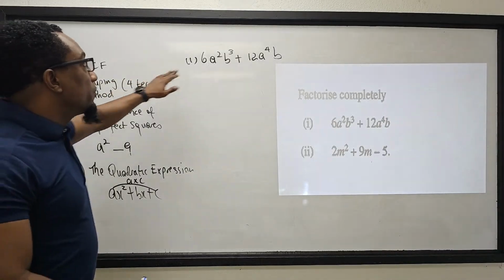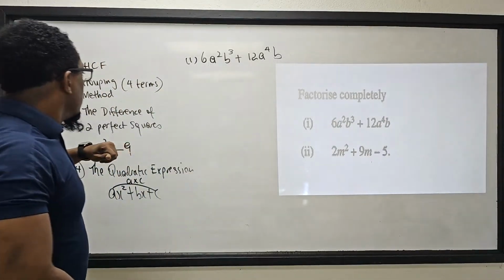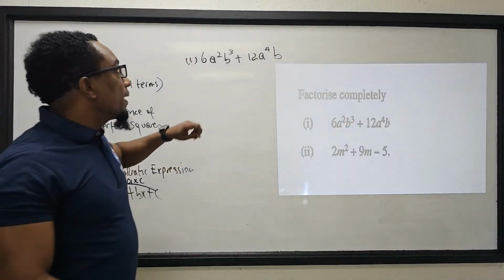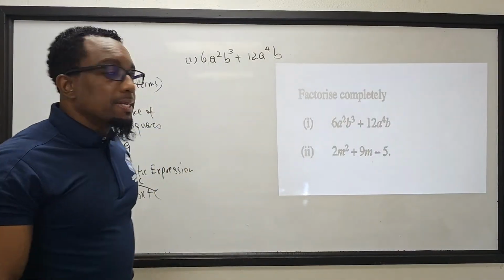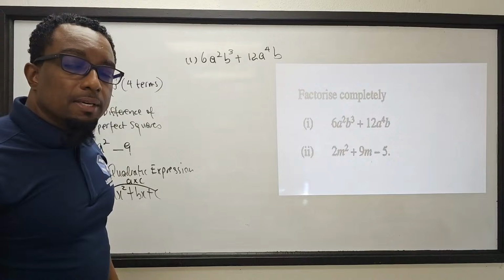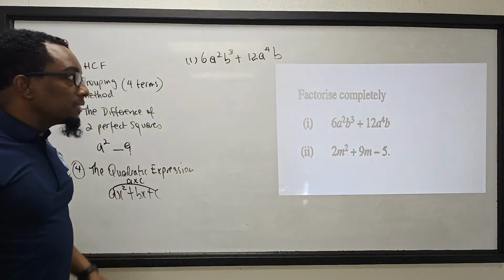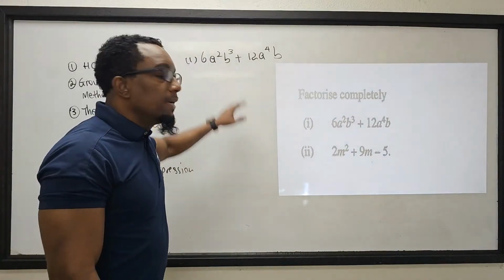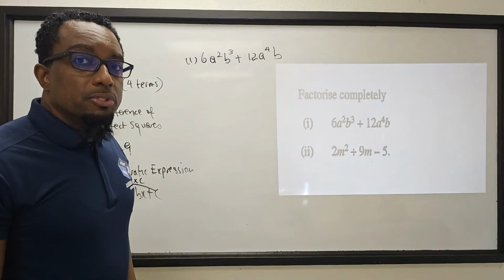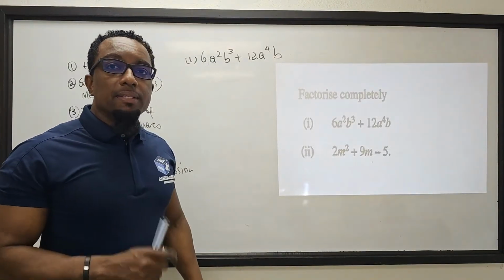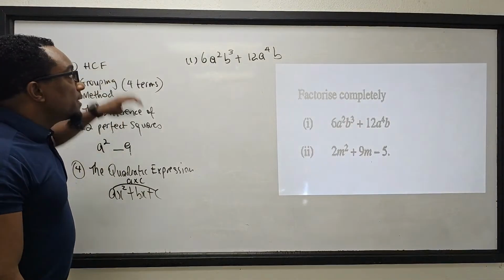It can't be grouped, we don't have 4 terms. It can't be the difference of 2 perfect squares: these two are not perfect squares, and I have an addition sign instead of a subtraction. It can't be a quadratic expression of the form ax squared plus bx plus c. So the only method is the method of the HCF.